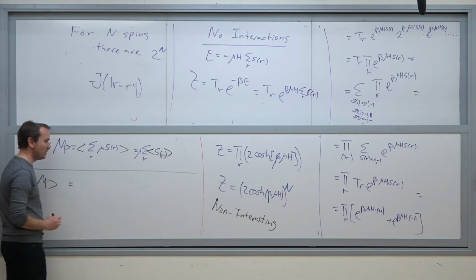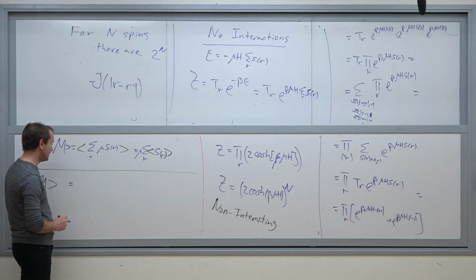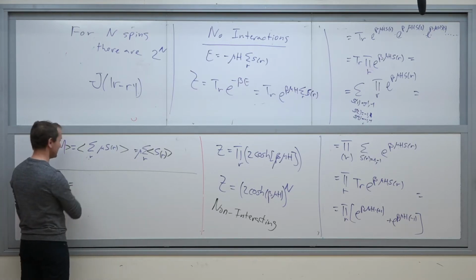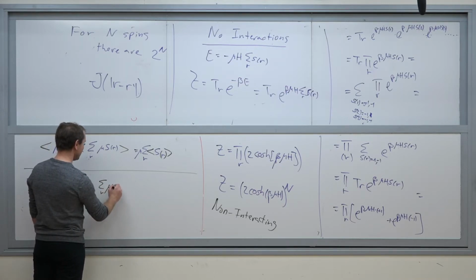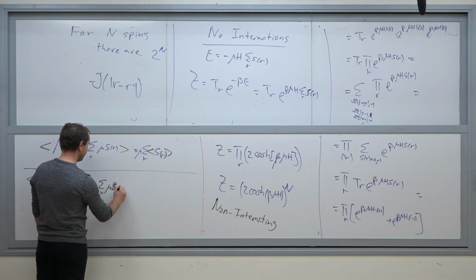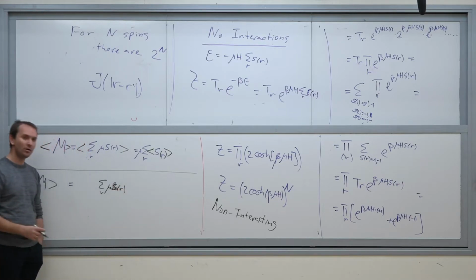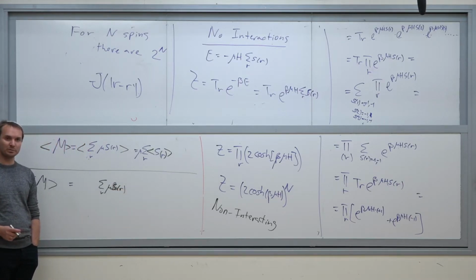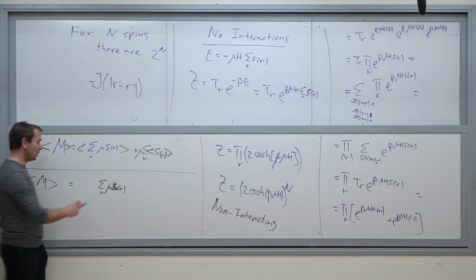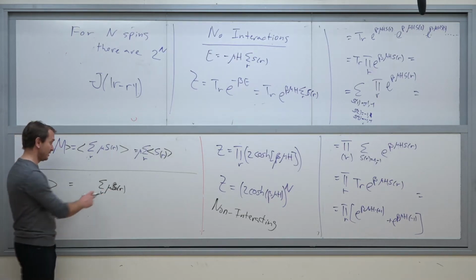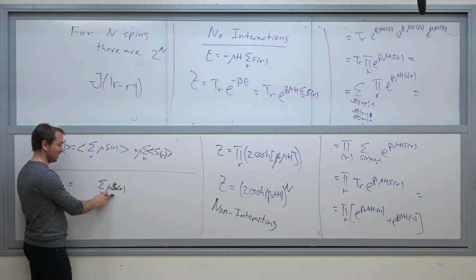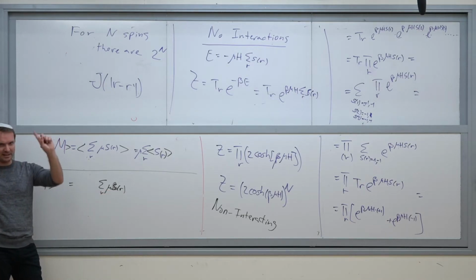So, we know the average m is m. What is m? It's the sum over r of mu s_r, multiplied by the probability of having this specific magnetization. So let's take a specific state, okay?